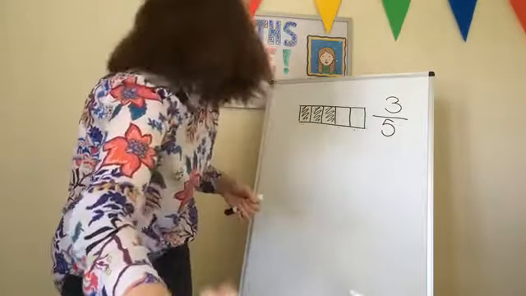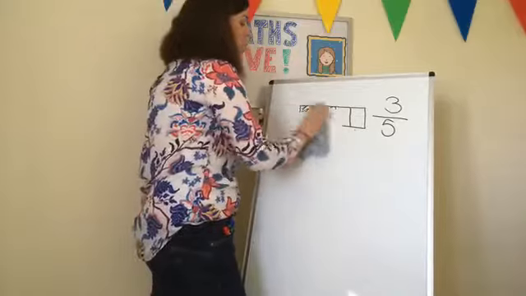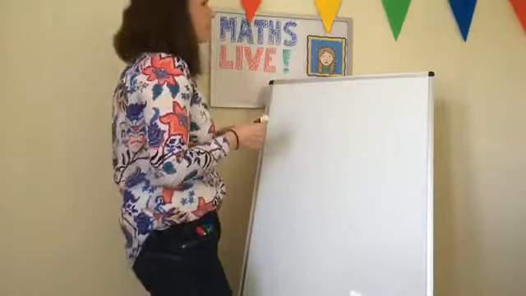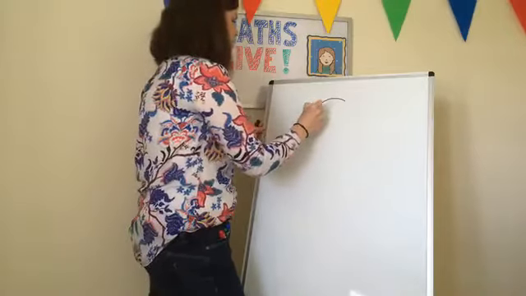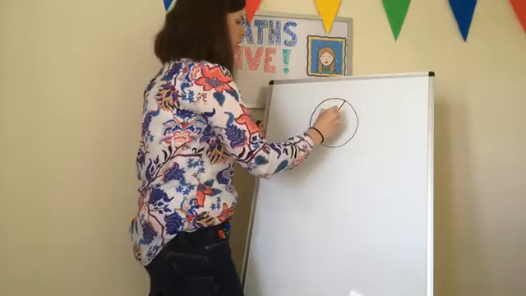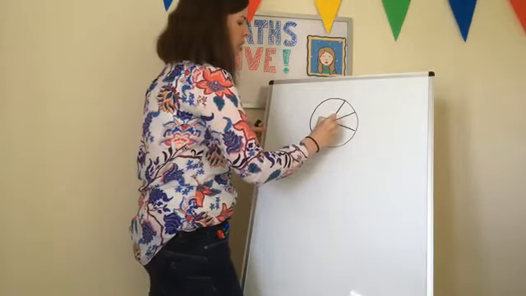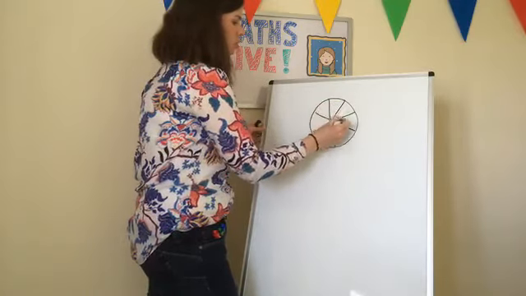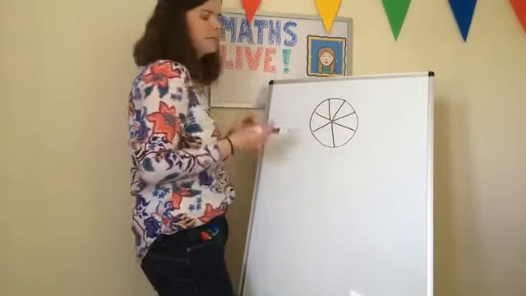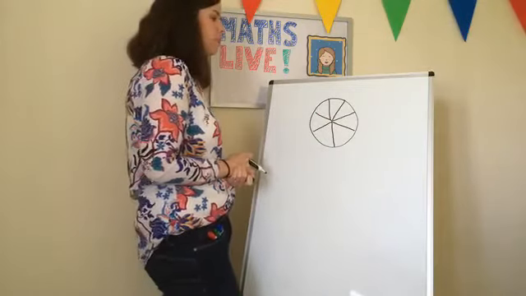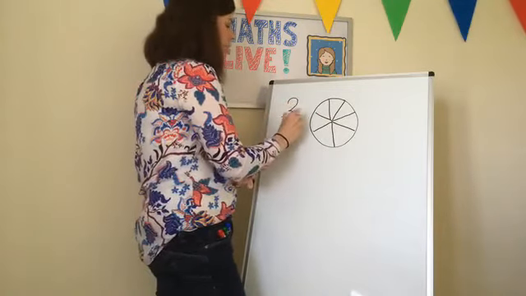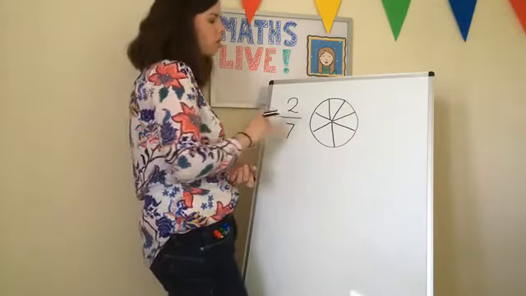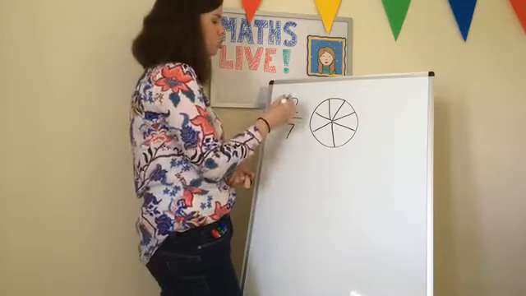Okay? Show you another one. You can get the opposite sort of question. So I might get a shape where there is, I'm going to do another pizza. I'm making it tricky. So 1, 2, 3, 4, 5, 6, 7. The question might be, shade in 2/7. So my question might be, on this shape, shade in 2/7.